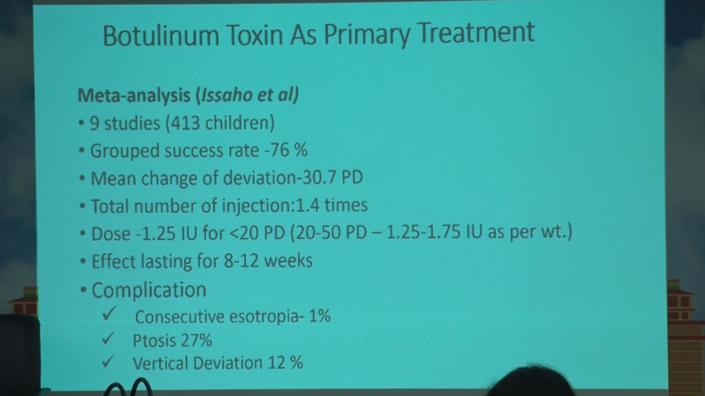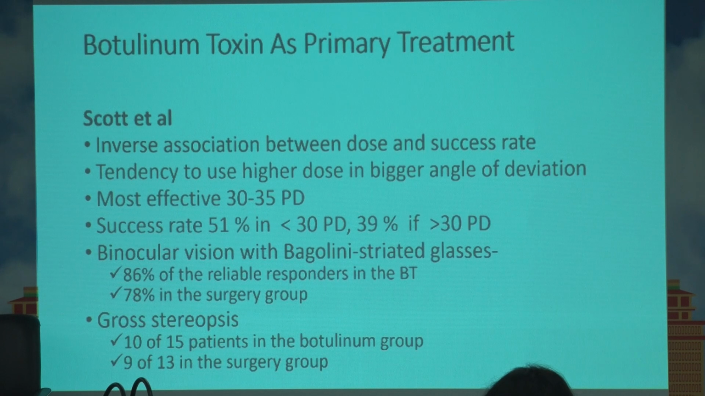This is one of the meta-analyses done with Botox as a primary treatment, where there were 9 studies, and the group success rate found was 76%. The mean change in deviation achieved, with a mean of about 1.4 injections, was around 30 prism diopters. The dose varied according to the body weight of the child, and the effect lasted around 3 months. Although complications are known with Botox, like consecutive exotropia, ptosis and vertical deviations, which can occur after Botox injections.